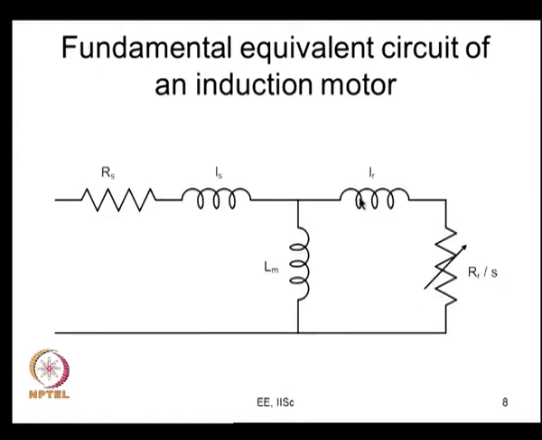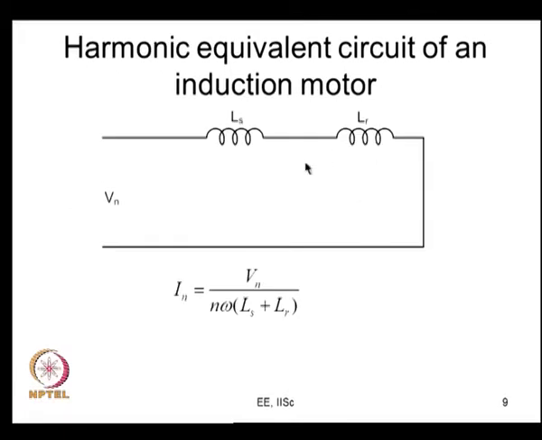So, effectively for the harmonics it is Lr, and Lr comes in parallel with Lm. Lr is very small, and therefore it will dominate over Lm, and therefore you have only Lr. And once again at high frequencies this reactance is going to dominate over this resistance, and therefore the motor will be effectively seen as only the sum of its two leakage inductances, and that is what is shown here.